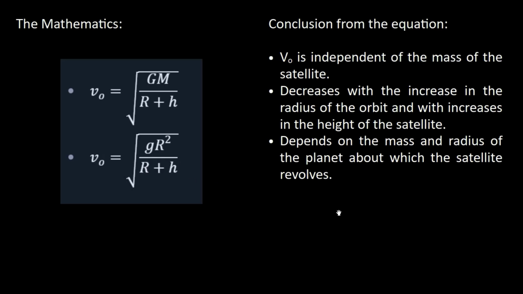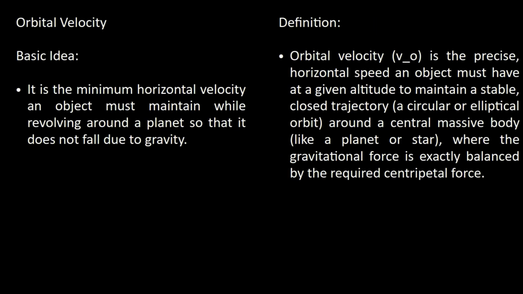Yeah, that's it. So clearly this velocity v naught is independent of the mass of the satellite. The velocity decreases with the increase in the radius of the orbit. Clearly it depends on the mass and radius of the planet as well, about which the satellite revolves. So that's your orbital velocity.